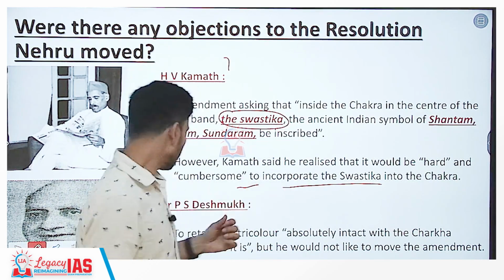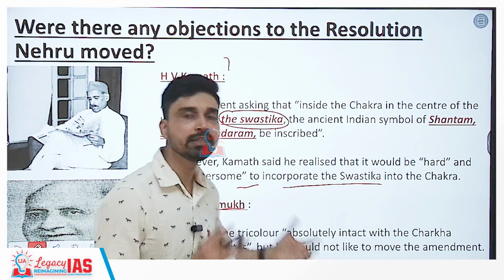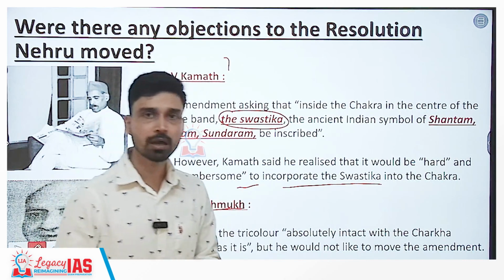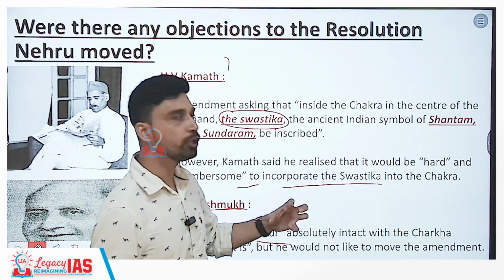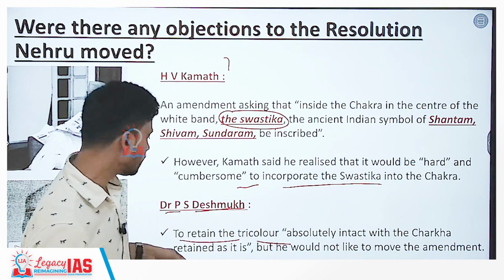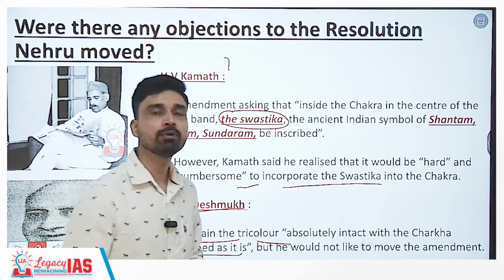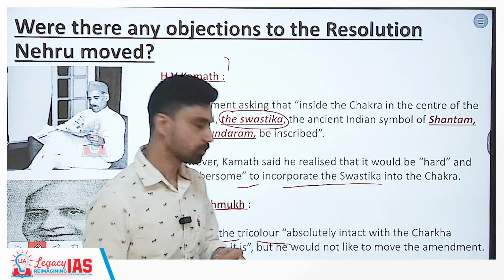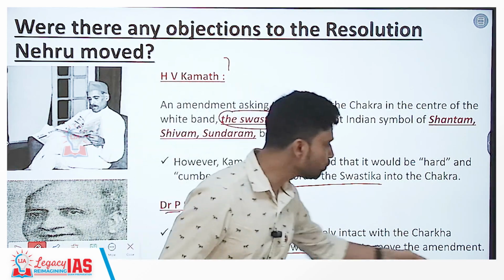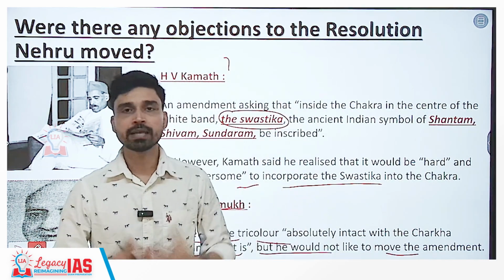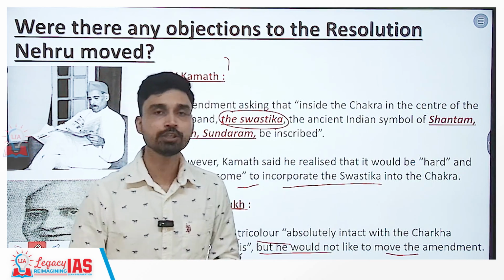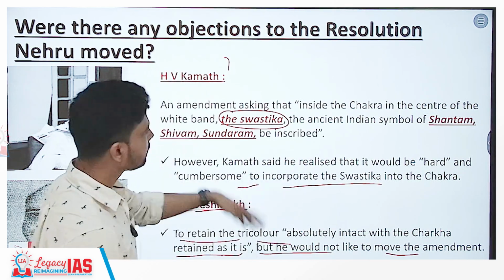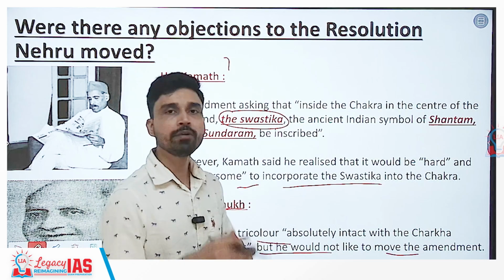Similarly, another member, Dr. P.S. Deshmukh, representing the same region of Central Provinces and Berar, also wanted to retain the tricolor intact with the charkha, as it is. He was not in favor of replacing the charkha with the Ashoka Chakra, but he would not move the amendment, as he saw that almost all the members of the Constituent Assembly had already agreed to this new design of the flag, and thus he also removed his objection.